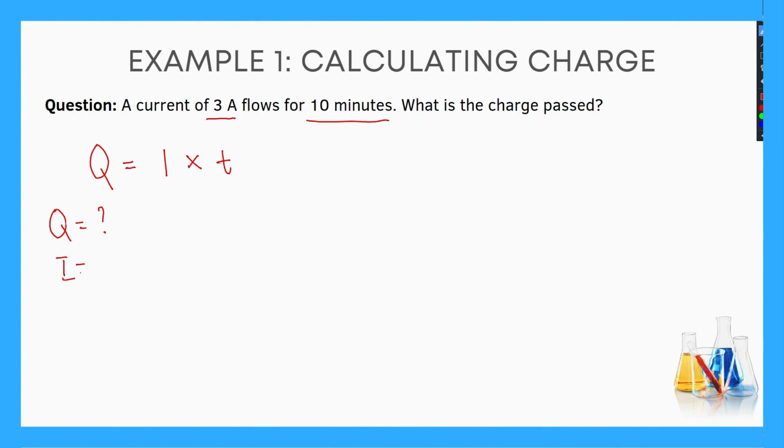I stands for current, and in this case they've given us the current to be 3 amperes. Remember, current is measured in amperes. And then we have the next variable, which is time. Time was given to us as 10 minutes.